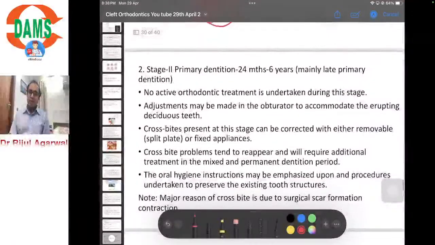So this was the primary stage from 0 to 24 months. Now coming to stage 2, that is primary dentition from 24 months to 6 years. At this stage, no active orthodontic treatment is taken. The obturator given to the patient is just trimmed so as to accommodate the erupting primary teeth.